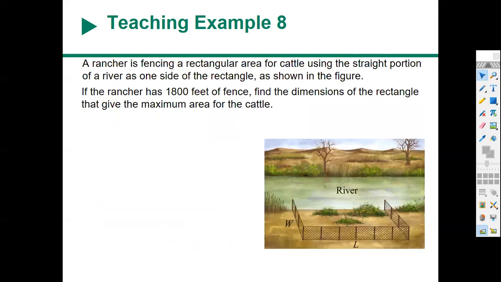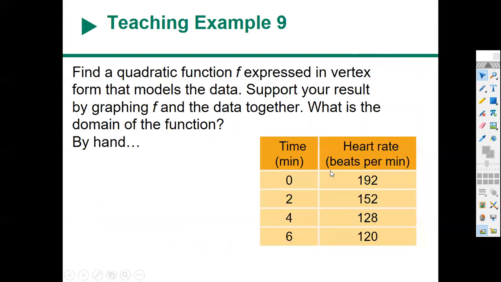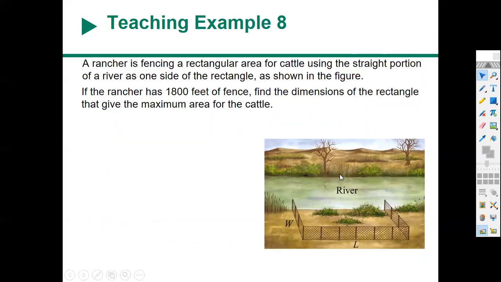All right. So lastly, of course, for every unit, we have word problems. So we are here. A rancher is fencing a rectangular area for the cattle using the straight portion of the river as one side of the rectangle as shown in the figure. If the rancher has 1,800 feet of fence, find the dimensions of the rectangle that give the maximum area of the cattle. The key thing that why we know we're looking for a quadratic is because it wants us to find the maximum area.